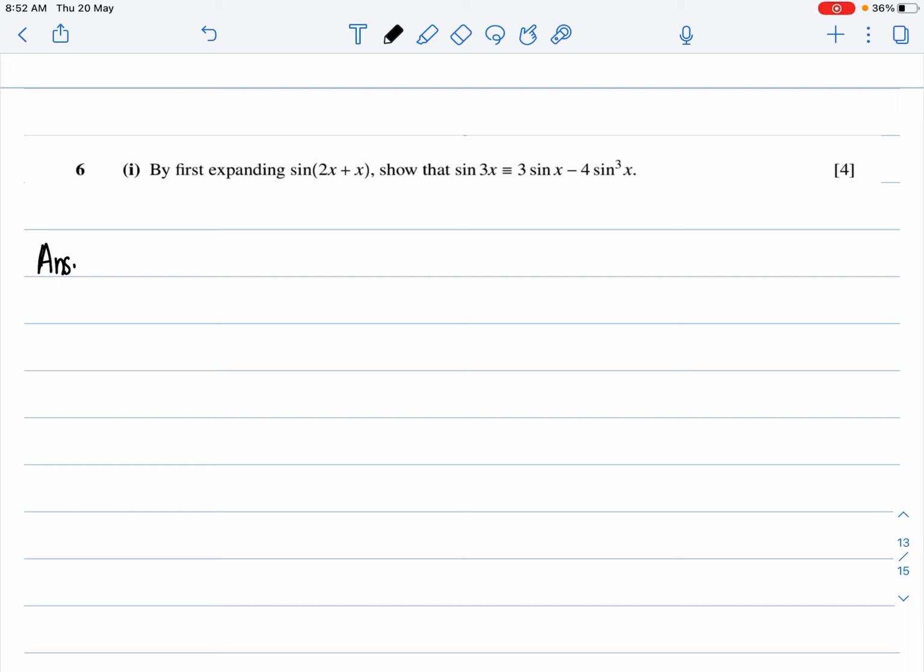This is the sixth question of the paper. By first expanding sine 2x plus x, show that sine 3x is equal to 3 sine x minus 4 sine cube x. So let me focus on my LHS.